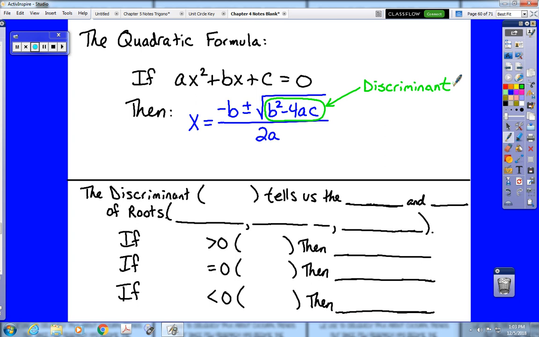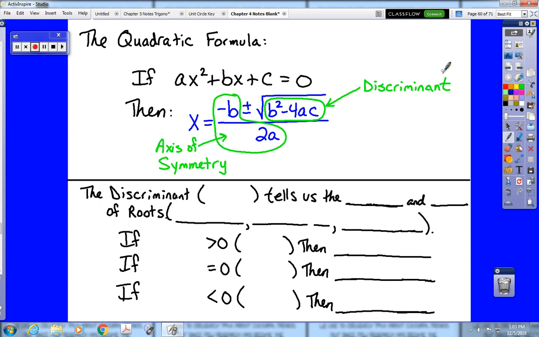Now, it is worth noting that the remainder of the equation is something that should look very familiar to us, negative b over 2a. Negative b over 2a, that is the axis of symmetry from when we graphed and talked about the properties of parabolas back in section 4-1.